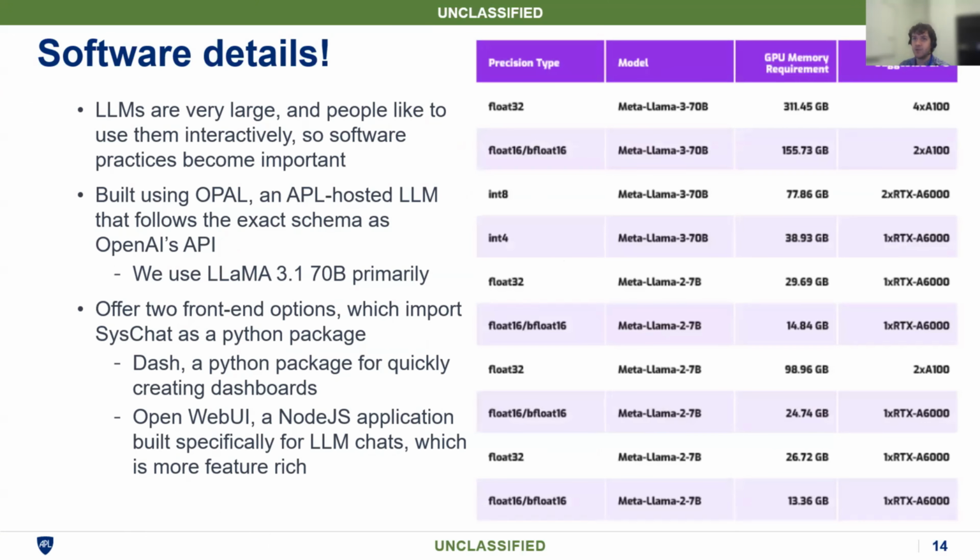I would be remiss if I didn't talk about software details in a large language model talk. Because they are very large and people like to use them interactively, software practices become very important. Here I have a table of the Llama class of models. And you can see for all of the 70B models, given different levels of precision for their parameters, you need at least 38 gigabytes of GPU RAM, which is extremely expensive.